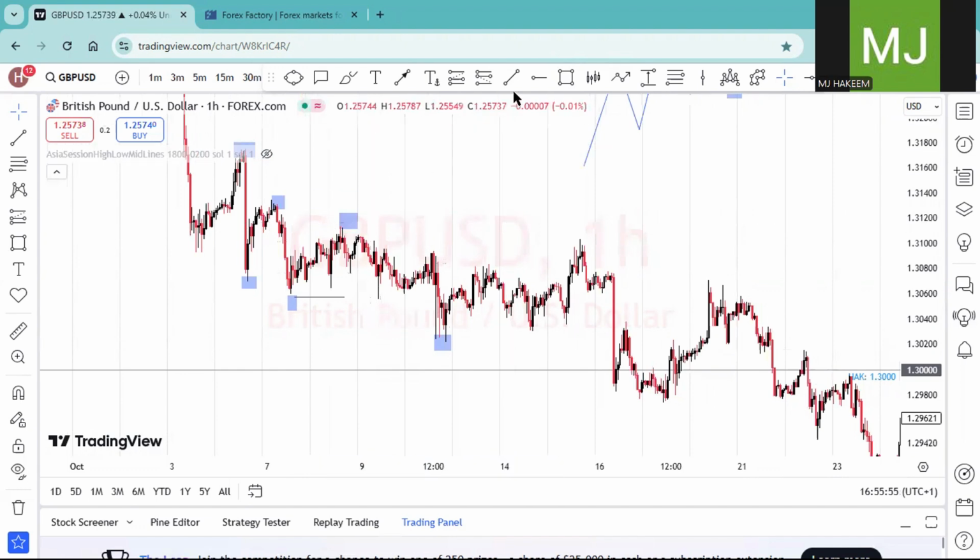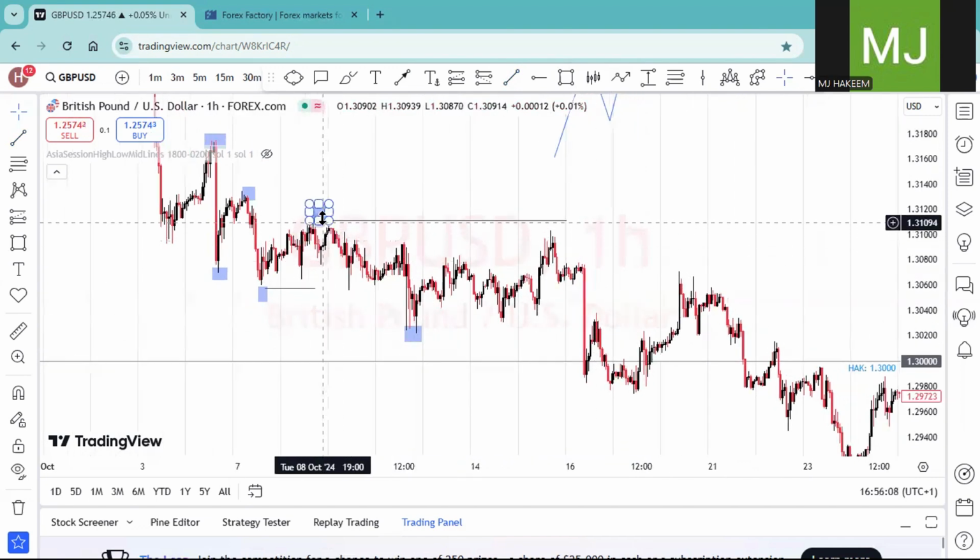In as much as the market does not break our last lower high, then we are still valid. The trend is still valid. So now we can have this area, lower low.